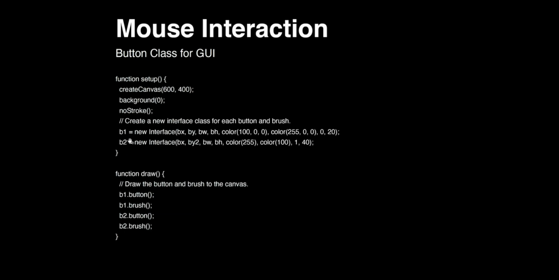So once that's created, then we can create our buttons here. So B1 equals new interface. And then we're creating the button by passing in an X and a Y, a width and a height, a hover color and a load color for the button, a numerical value to represent that button, and then a size for, in this case, the ellipse. And there's two different buttons here and two different brushes that are attached to those buttons. Then in draw, we are creating the button and then also creating the brush for both B1 and B2.